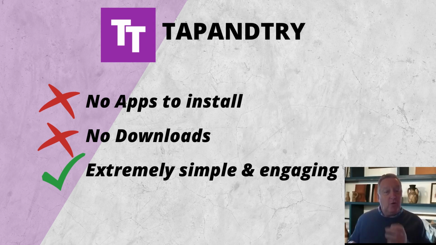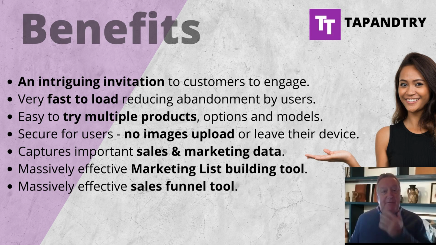Now the benefits are, of course, that it's an intriguing invitation for customers to engage with your product. If, for example, somebody sees a link in social media and it says, tap here to try the product, if you have the slightest interest in that product, you're probably going to tap through to engage. Why would your customers be any different? Now, it's very fast to load, reducing abandonment by users. As I mentioned, it's very easy to try multiple products and options.